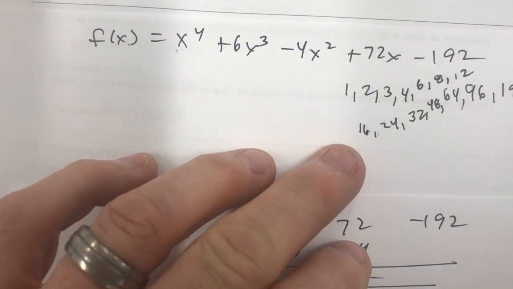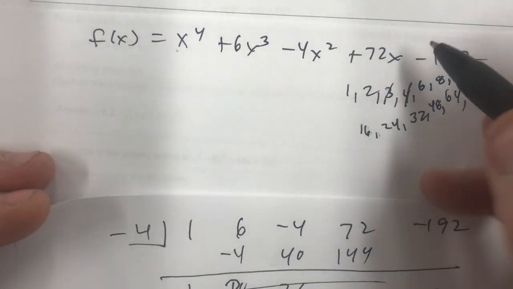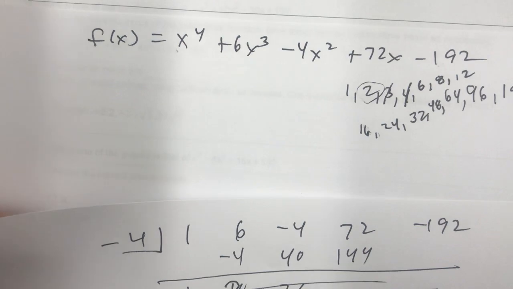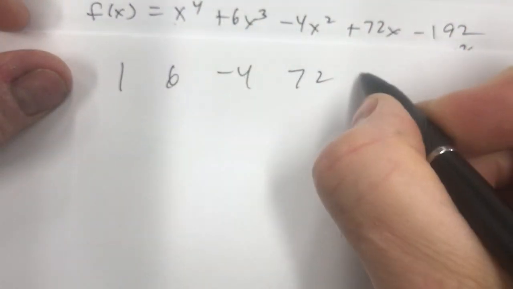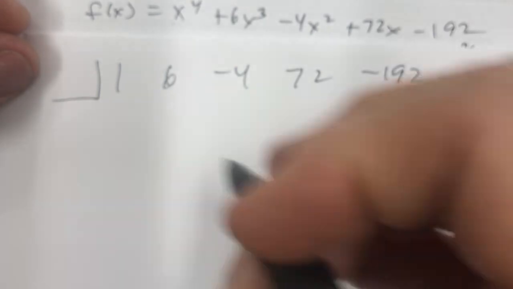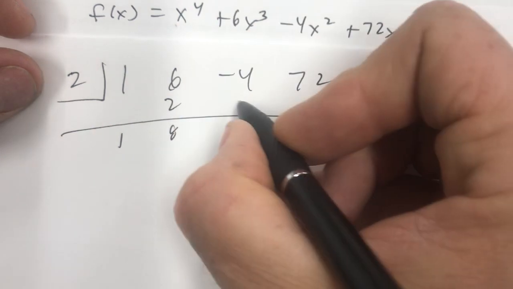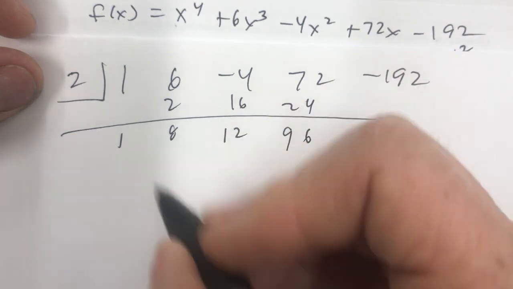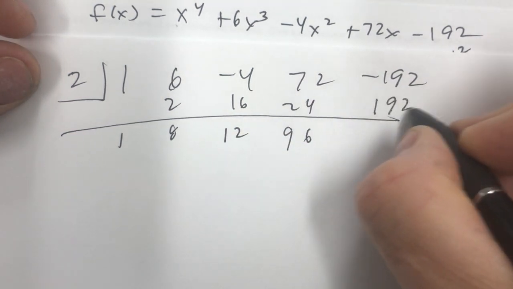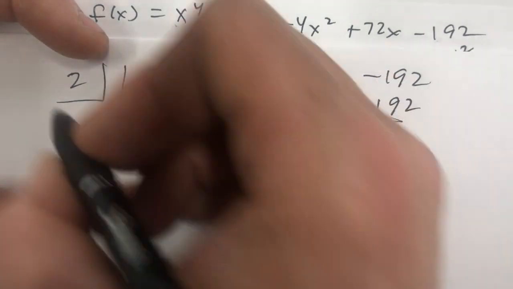Okay, let's see here. We did 3 and 4, those didn't work. All right, let's try 2. 1, 6, negative 4, 72, negative 192. And we're going to try 2. 1 comes down, 2 times 1 is 2, 8, 2 times 8 is 16, add these 12, 2 times 12 is 24, add these 6, 96, 2 times 96 is 192. Look at here, man, 2 worked. So 2 is one of them.